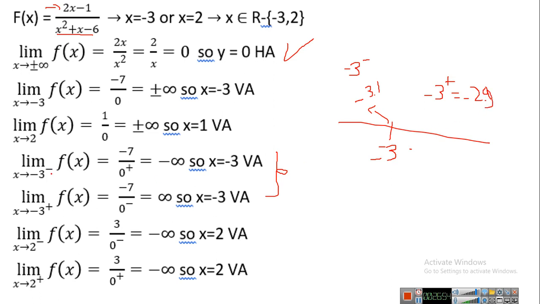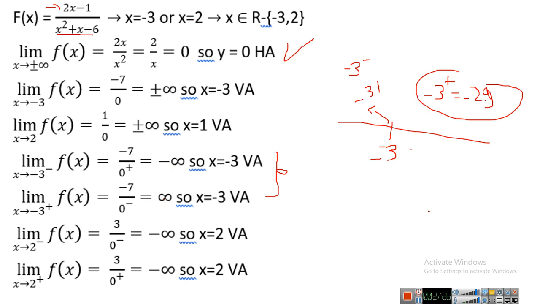If you want to do minus 3 minus, the top is minus 7, it doesn't change. Take a calculator and put minus 2.9. Minus 2.9 squared, minus 2.9, minus 6. If you do it, you're going to get 0 minus. And if you put minus 3 minus, for example minus 3.1, in the calculator and do it, you're going to get 0 plus. So this is minus infinity, this is infinity.